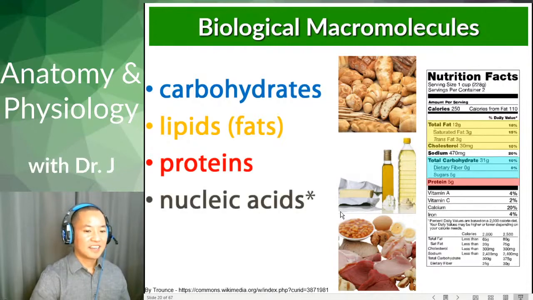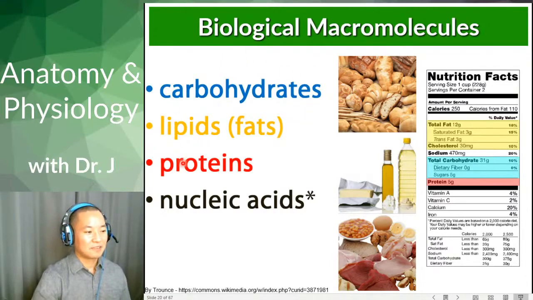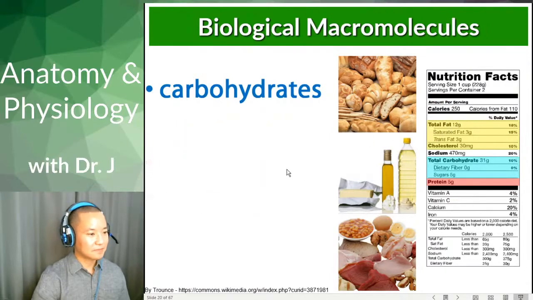Now, nucleic acids, why do I have this asterisk? Well, the thing is that nucleic acids aren't on a nutrition label, and I will get to why they're not on there at the end of this lecture. But 3 out of 4, just remember, if you have someone who's really into fitness, they might talk about their macros all the time. So they're talking about macronutrients and biological macromolecules. So 3 of 4 of them are those macronutrients they're always talking about.